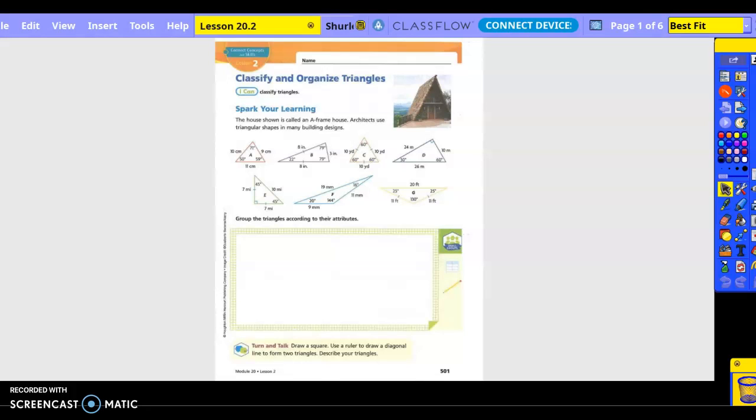Lesson 20.2, classify and organize triangles. I can classify triangles. Spark your learning. The house shown is called an A-frame house. Architects use triangular shapes in many building designs.